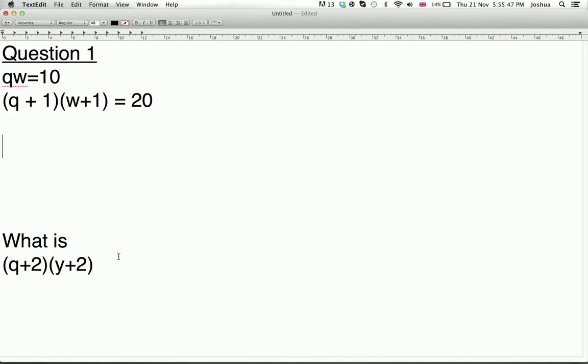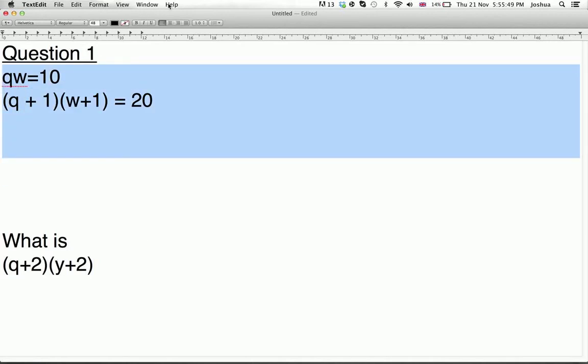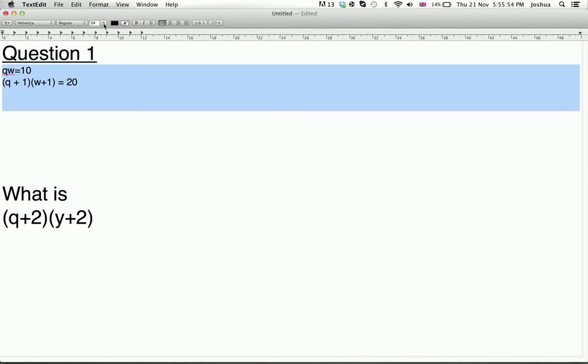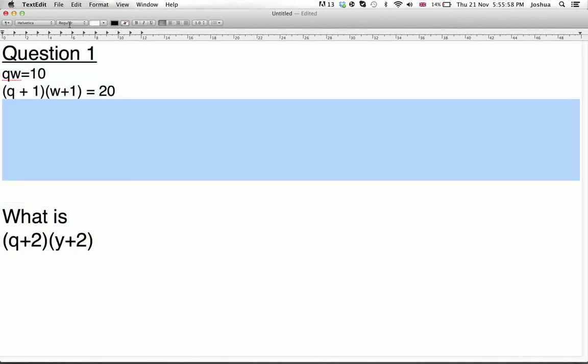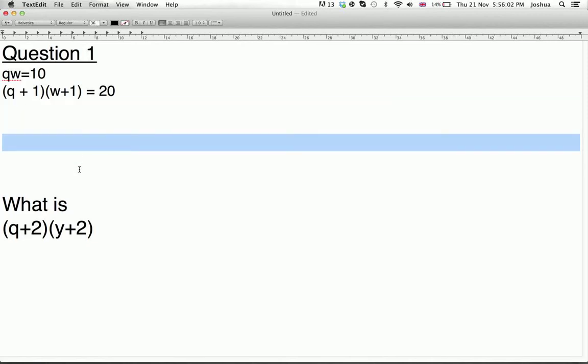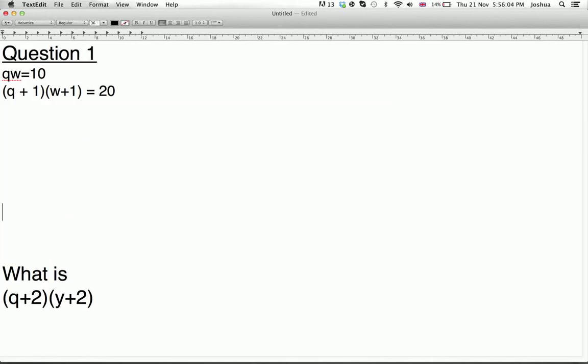So I'm going to reduce the font size because I think I might need more lines. I don't want to be going off the screen like usual. Too small. 36 will do. Good. I like 36. It's a good font size for these videos. There we go. And I'll put a few enters in. Okay, QW equals 10, and Q plus 1 times W plus 1 equals 20.